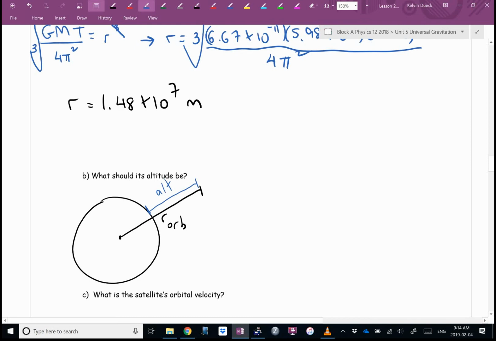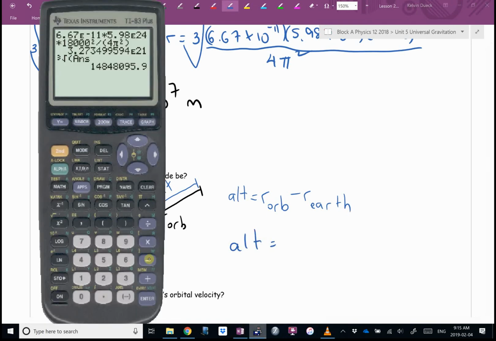How could I figure out the altitude? Take the orbital radius and subtract the radius of whatever planet we're talking about, in this case, the radius of the Earth. So altitude is going to be R orb minus R Earth. Altitude is going to be, and I have this sitting here, minus 6.38 times 10 to the 6th, yes?